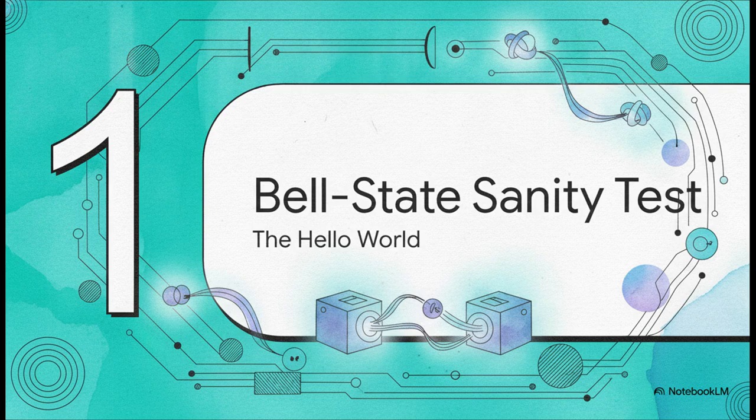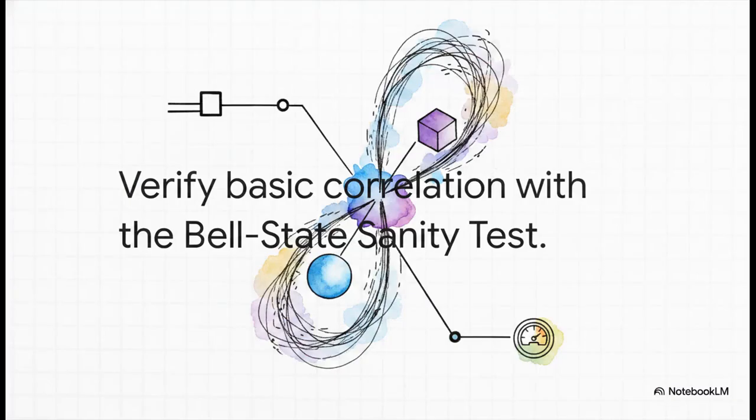All right, starting off with Section 1, the Bell state sanity test, which is essentially the hello world of quantum entanglement. So before you can run any complex algorithm, you have to know if your hardware is actually behaving quantumly. Right? We need a minimal, rock-solid test to verify three things at the exact same time: our single-qubit gates, our two-qubit entangling gates, and the measurement readout on the hardware itself.